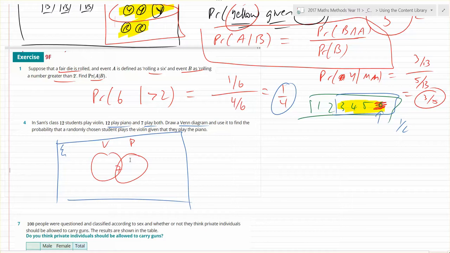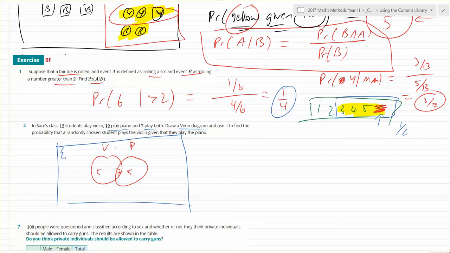So the students that play violin or piano have to add up to 12. So this has to be 5. This has to be 5, because we know that the total of violin is 12. The total of piano is 12. And 7 play both. So it has to be like that. We assume that 0 play neither, from the sample.